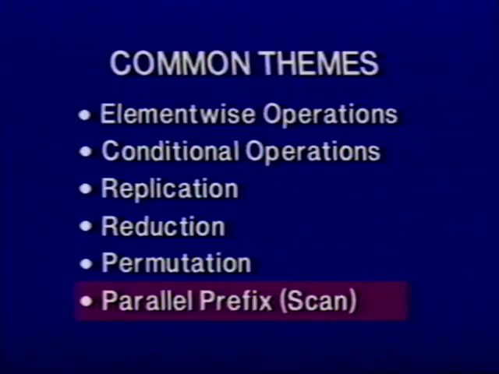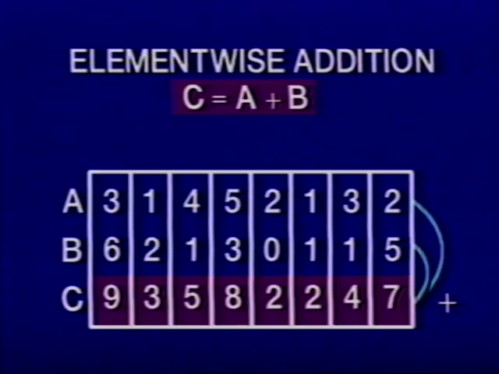Let's take a look at an example of an element-wise operation. Here we have what looks like an ordinary Fortran, say, or C assignment statement, C gets A plus B. But the interpretation here that is intended is that A and B represent arrays. And here we see 8 processors, and each processor has its own value for A and its own value for B. And the direction is for each processor to execute an addition and store the result in C. And so you can see that the first processor has added 3 and 6 to get 9. The second processor has different data. It has added 1 and 2 to get 3, and so on.